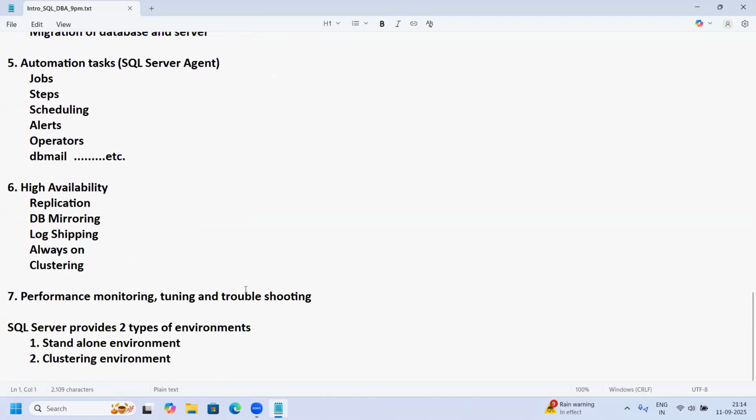And then we saw that SQL Server provides two types of environments, right? One is called the standalone environment, and the second is called the clustering environment. Two types. Today we'll discuss how they are different. And I'll also show one small architecture to understand, especially the standalone environment.